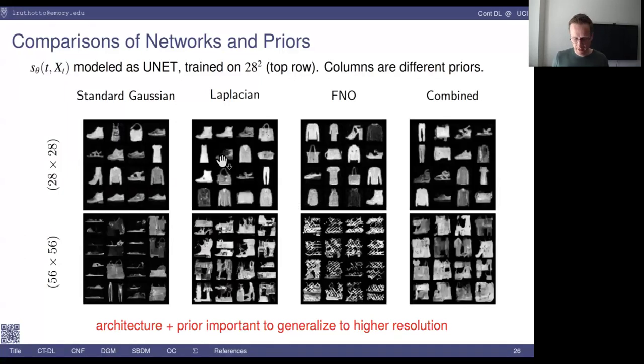Maybe they do here. They look like fashion items, most of them, with some exceptions. So let's say they are all trained on this level. And then the idea is, let's just use them and generate samples on a finer grid. So 56 by 56. And in this case, so far, we haven't been able to make it work.